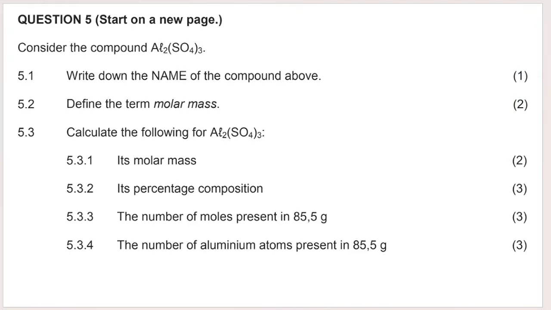Consider the compound Al2(SO4)3. Write down the name of the compound above. For 1 mark, easy marks, Al is aluminium, SO4 is sulfate, so my compound is aluminium sulfate.